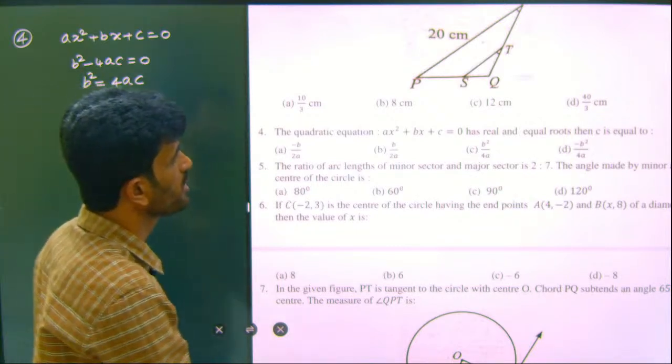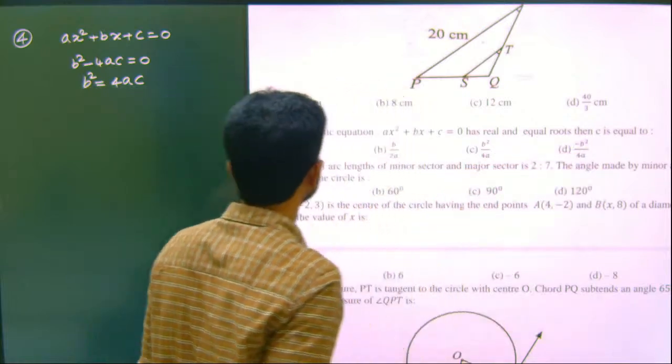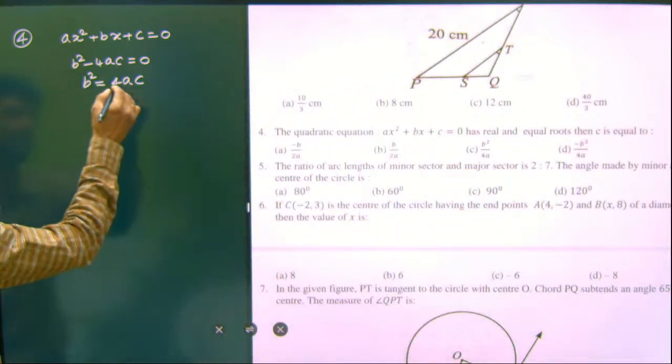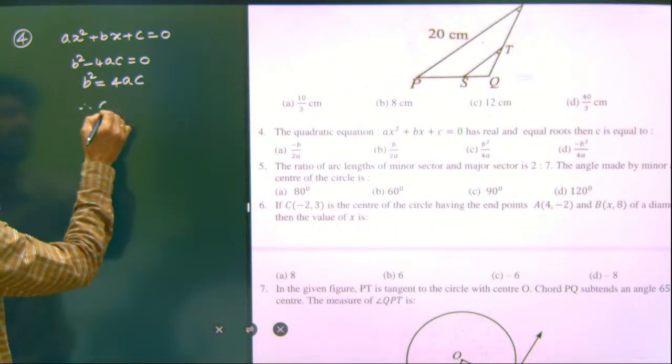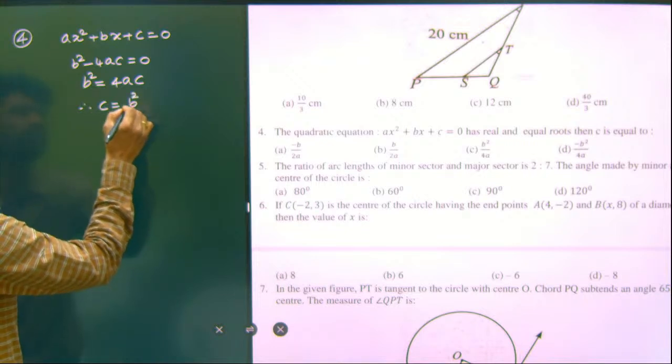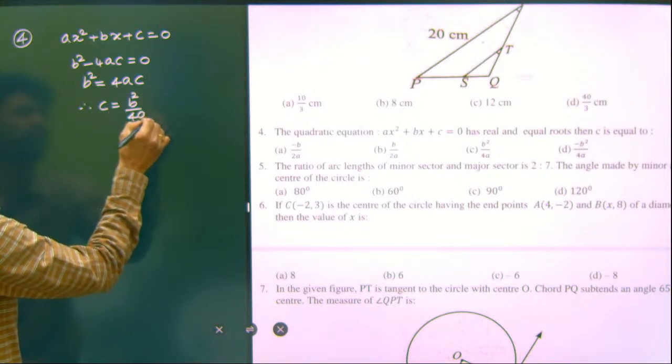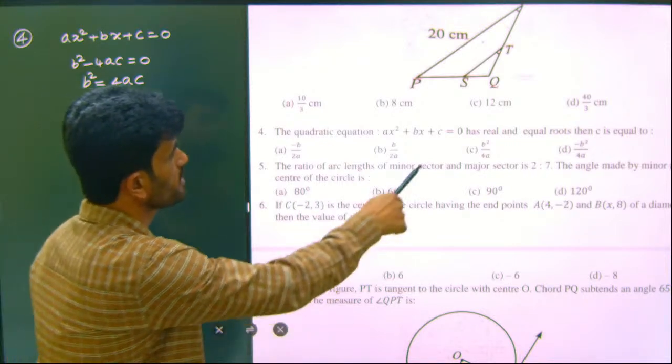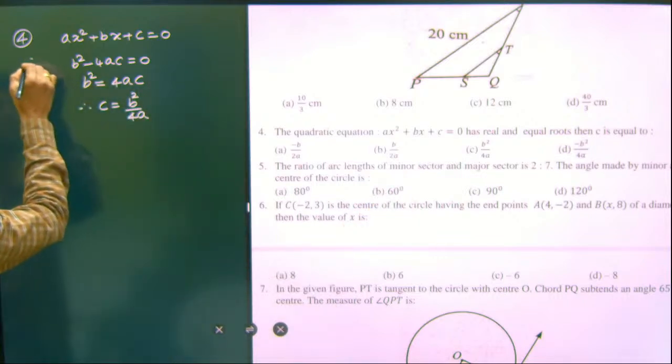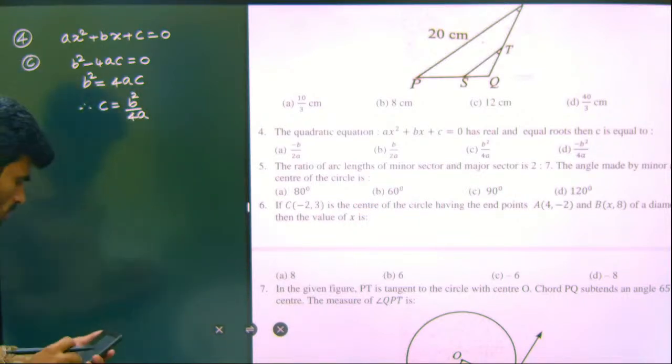But in this we want the value of c. So when you want the value of c, transpose 4a to this side. Therefore we get c is equal to b square by 4a. This is the option. Which option? Option C is correct. Hope you understood this.